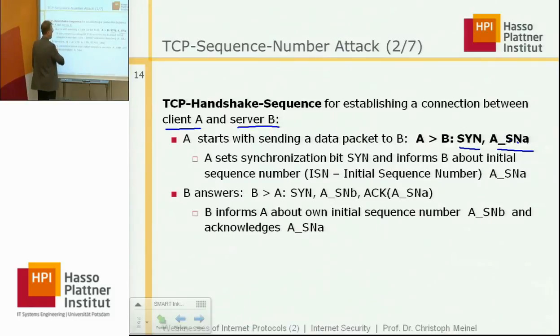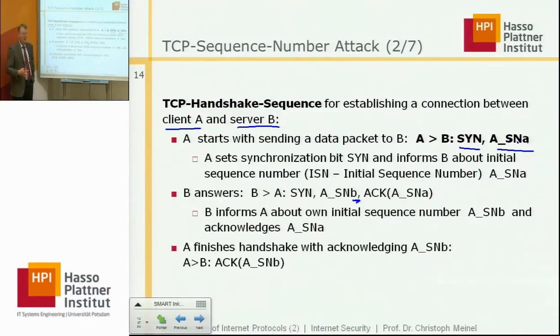So B answers. This was the first message; the message from B to A says, okay, I am willing also to establish a connection. So the synchronization bit is sent, and then B's own sequence number is transmitted. The third part of this message is the acknowledgement of the sequence number of A. Typically it's the sequence number +1, or it can be the sequence number itself, so that B proves to A that it got the sequence number. And now the final step is that A finishes the handshake by acknowledging the sequence number of B, so that also B knows A got my sequence number.